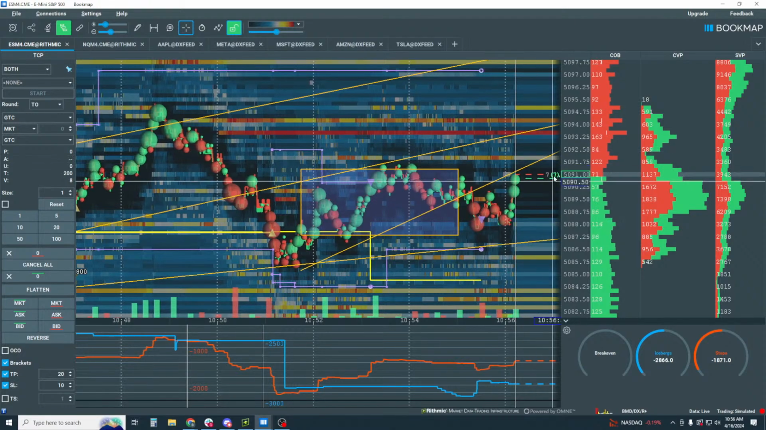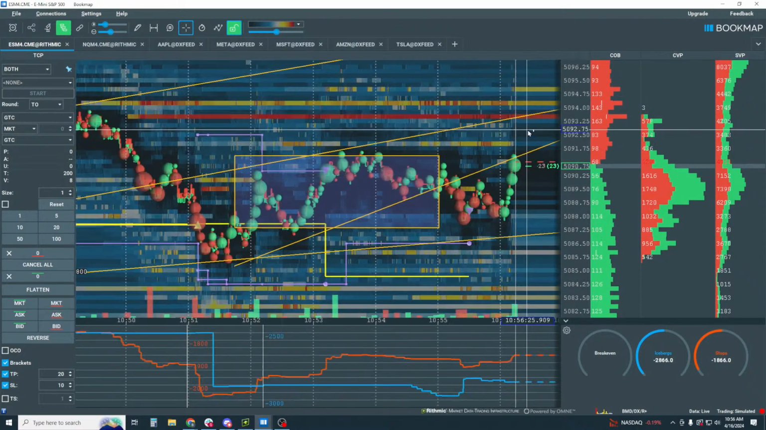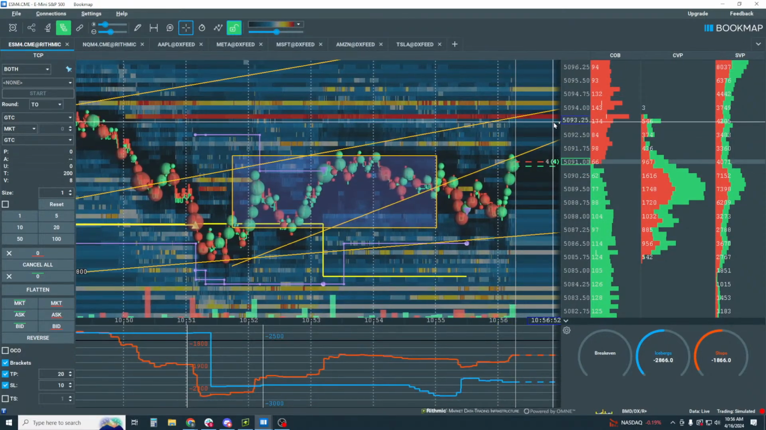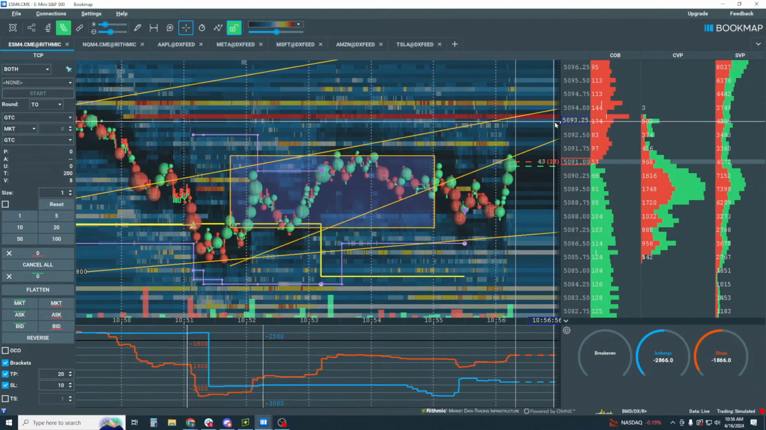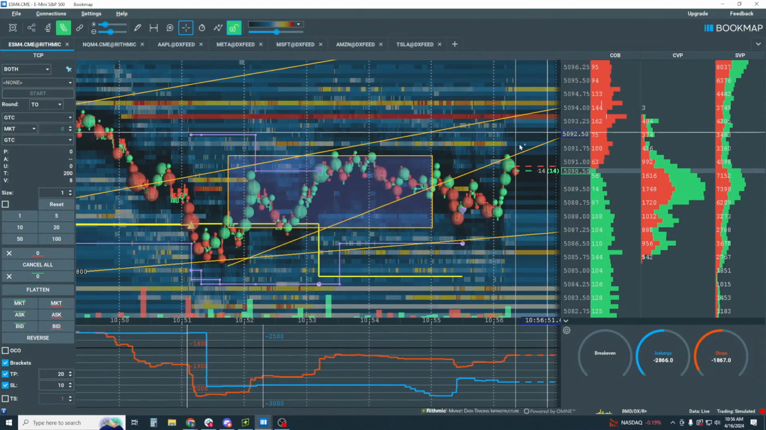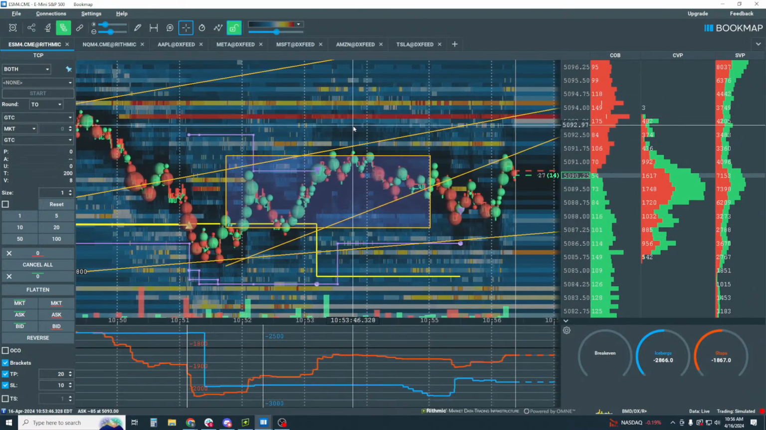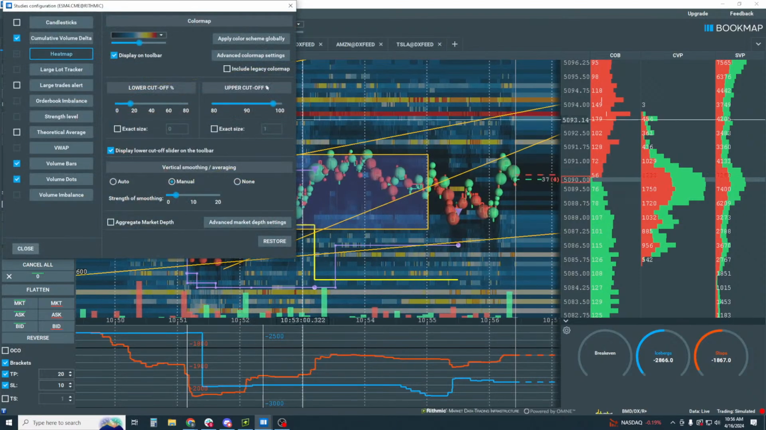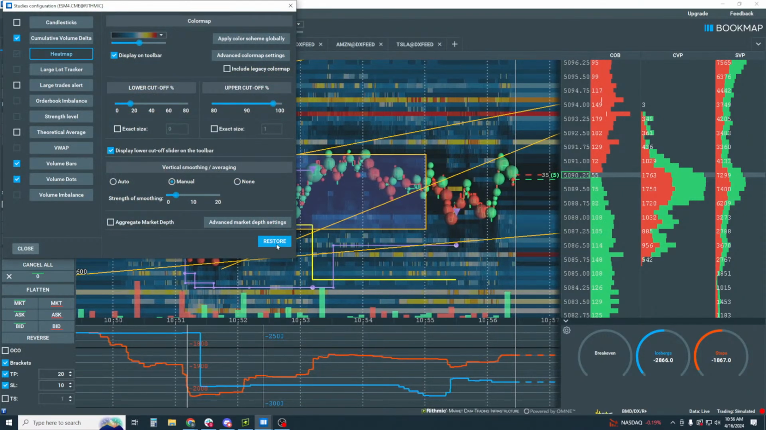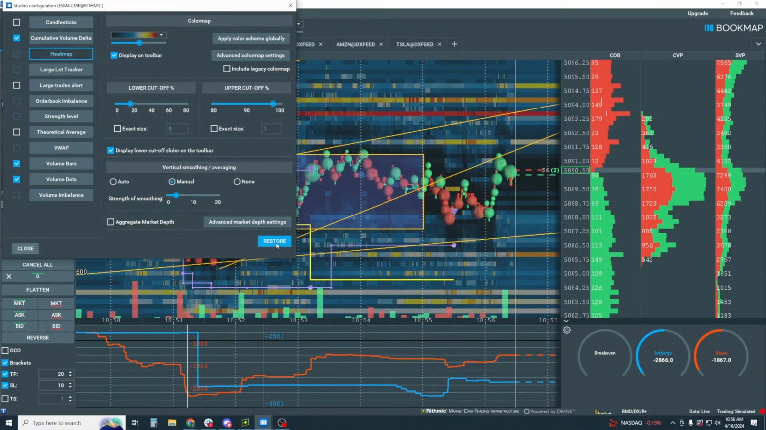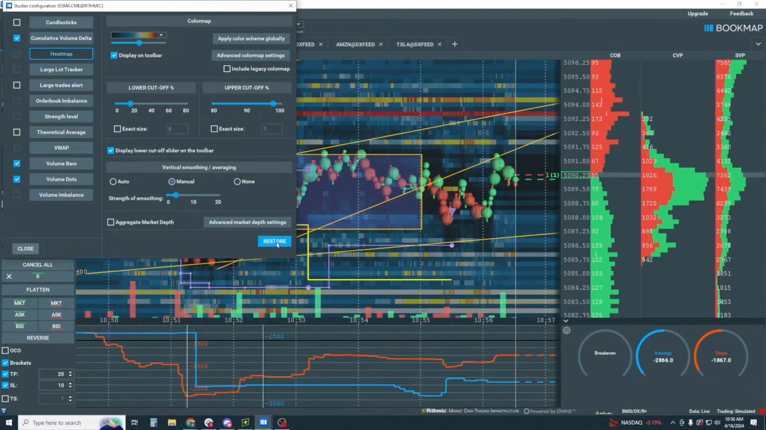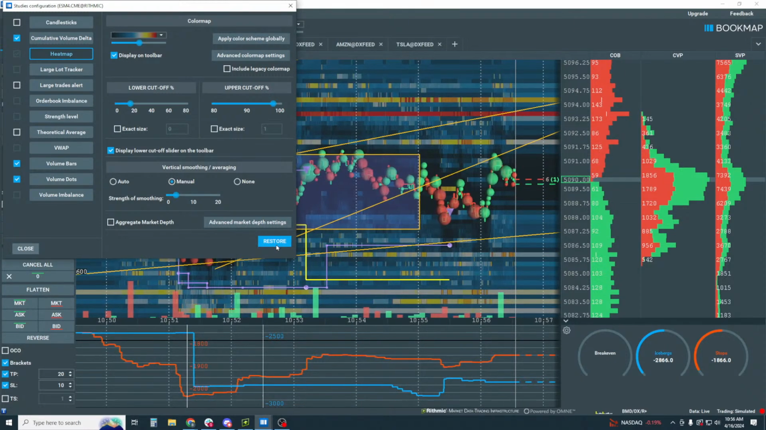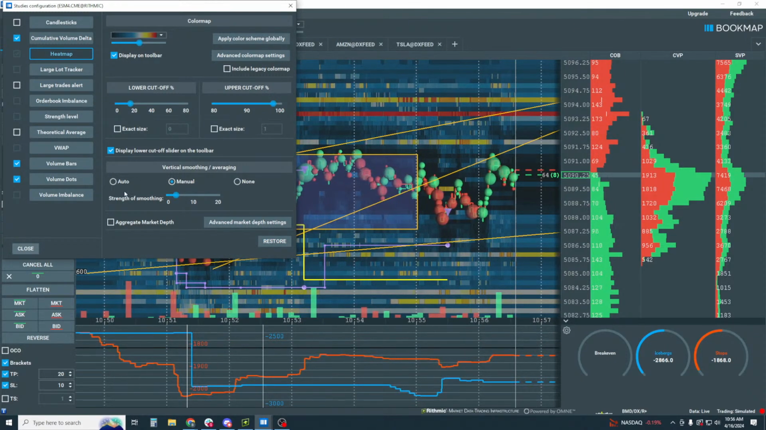Okay. No, buyers coming right back in, still fighting it. Yeah, heat map settings, volume dots. Here's my heat map. It should be default more or less, but this is what I have. If you want to take a screenshot of that. Oh, vertical smoothing. This should be on auto.